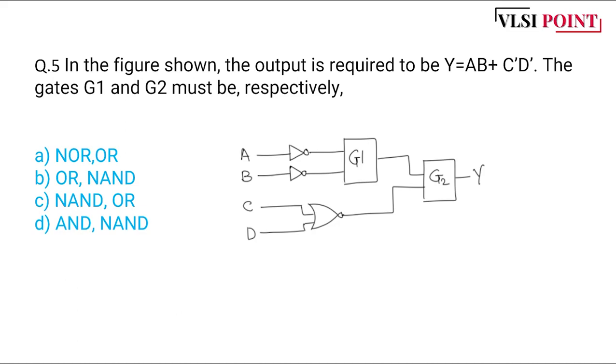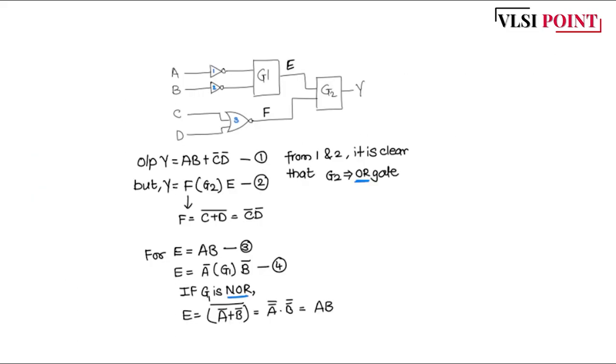Okay, so we can go in the reverse manner. Let's solve the question. They have provided Y should be AB plus C bar D bar. This is equation number 1. But you can clearly see from here that Y is nothing but whatever the F equation is there, some G2 operation and E. We don't know what G2 is. So Y is equal to F, some G2 operation, E.